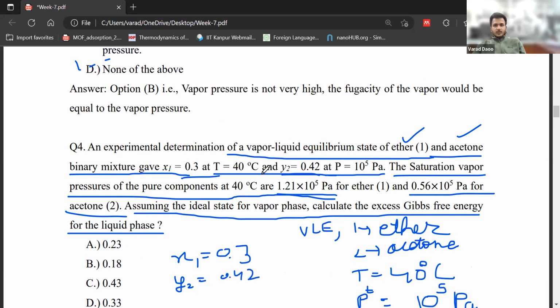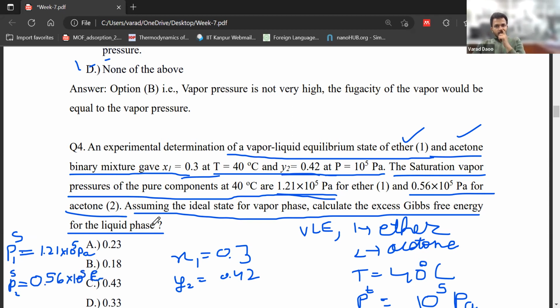Additionally, we are also given P1s, which is nothing but 1.21 into 10 to the power 5 Pascal, right? And P2s has been given as 0.56 into 10 to the power 5 Pascal, right?